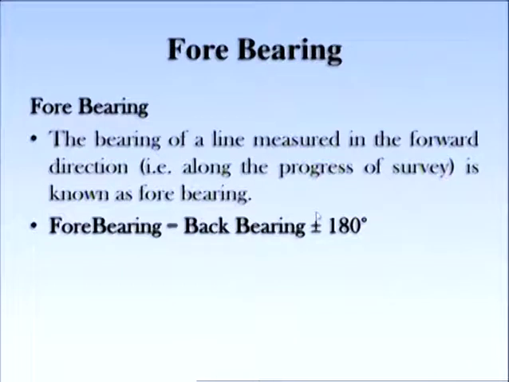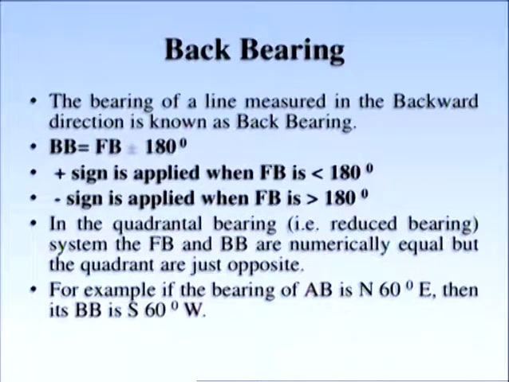Already I have explained all this. The bearing of the line measured in the forward direction along the progress of survey is known as the fore bearing. Now the main important thing: the difference between fore bearing and back bearing is always plus or minus 180 degree. Remember this, it is very important. The figure may be plus, the figure may be minus.